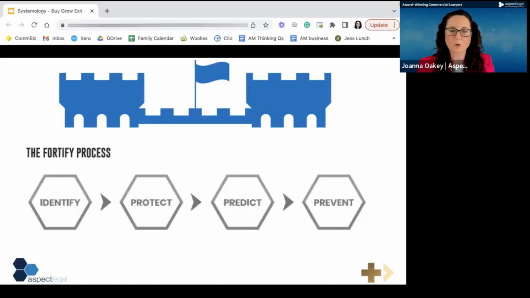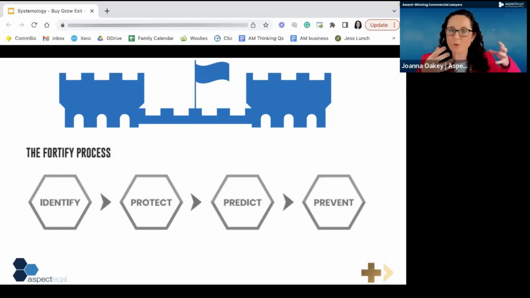Firstly, I'll just talk quickly about the process, or the way I look at businesses. We call this a fortified process, and it's broken down into these four things: identify, lock in, predict, and prevent. Looking at business from a legal perspective, in my view, is about identifying or understanding what the value is in the business. What is that value? We need to understand that before we can protect it.